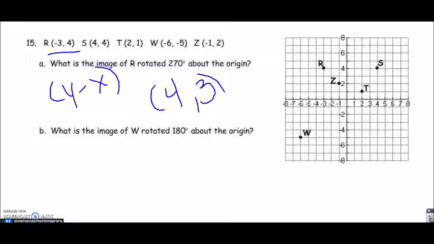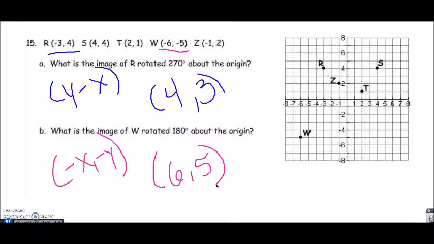What is the image of W rotated 180 about the origin? 180 is your (-x, -y). And so we're going to leave them where they are but change their signs. Looking at W, it becomes (6, 5). Going to the next page.